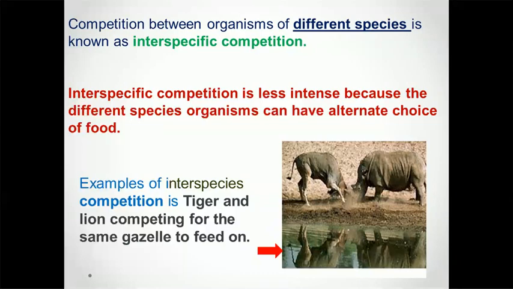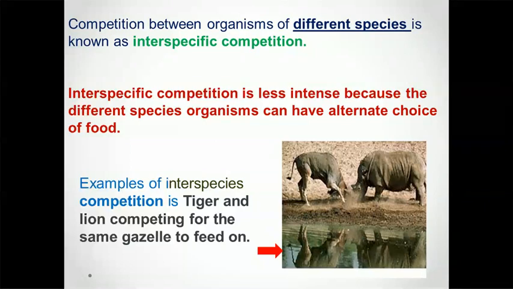It is the competition between different species of organisms. It can also be said to be interspecies competition. Now, note that interspecific competition is less intense because different species of organisms can have alternate sources of food. We have different species, so they can also have other alternate food. For example, you have a tiger and a lion competing for food. Now, the tiger can decide he doesn't want to eat the gazelle again and go for zebra. So there is always an alternate nutrient for them to feed on.